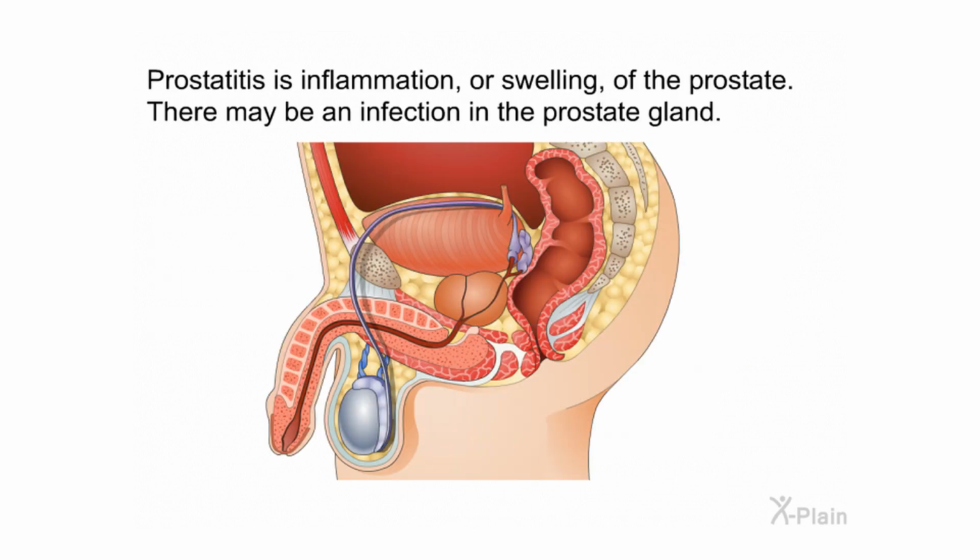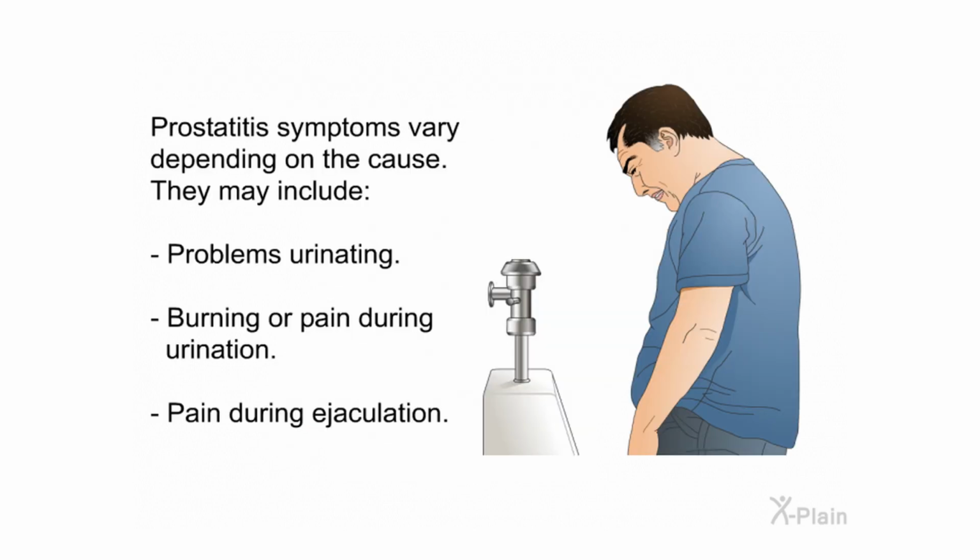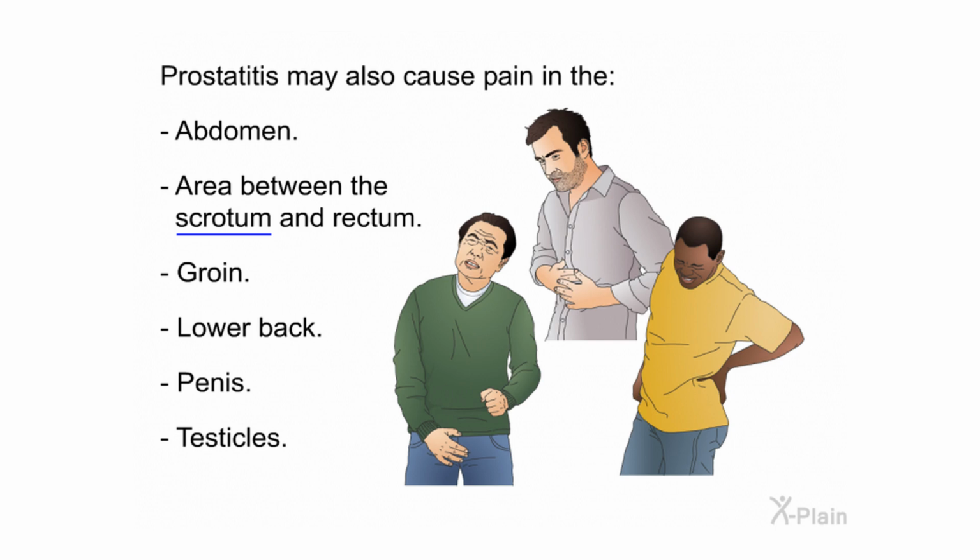Prostatitis. Prostatitis is inflammation or swelling of the prostate. There may be an infection in the prostate gland. Prostatitis symptoms vary depending on the cause. They may include problems urinating, burning or pain during urination, pain during ejaculation. Prostatitis may also cause pain in the abdomen, area between the scrotum and rectum, groin, lower back, penis, testicles.